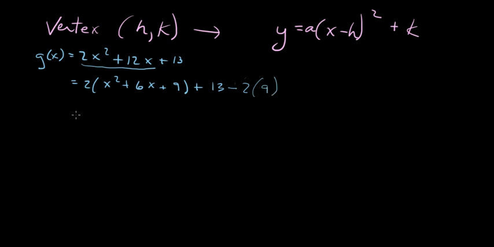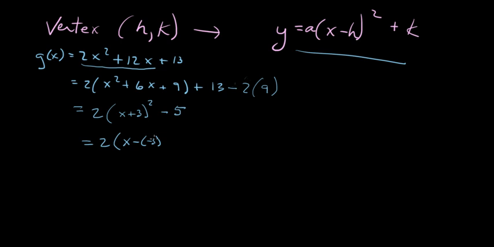And now I'm going to simplify this and say, let's see, 2, and x squared plus 6x plus 9 is x plus 3 squared. And then 13 minus 18 is minus 5. Now I'm going to put it into vertex form. So that means I want y equals 2, a equals 2, times x minus negative 3.